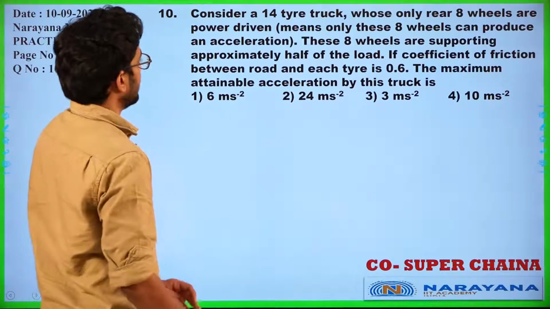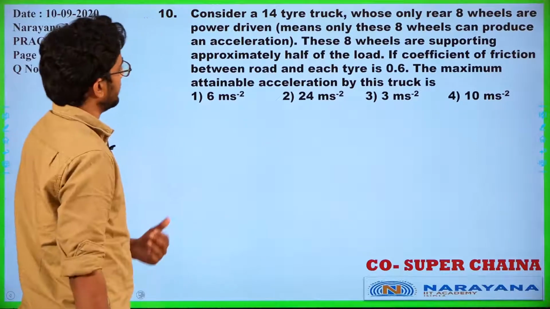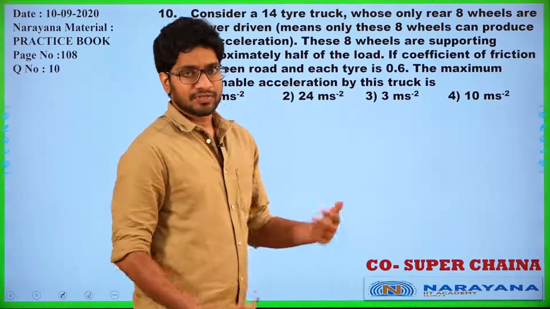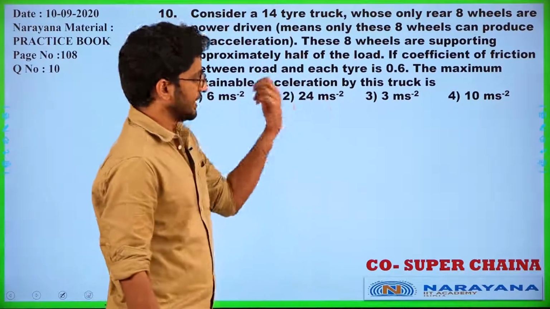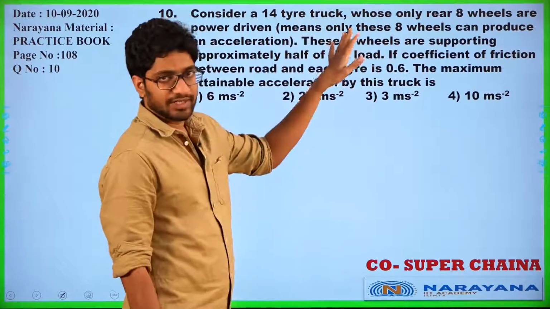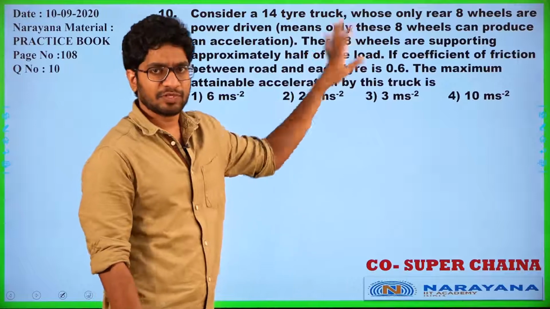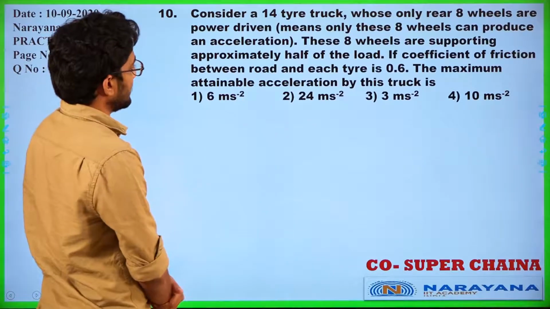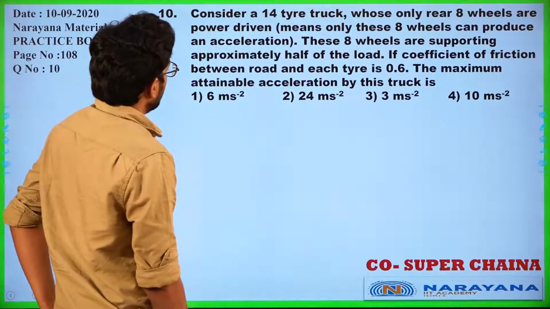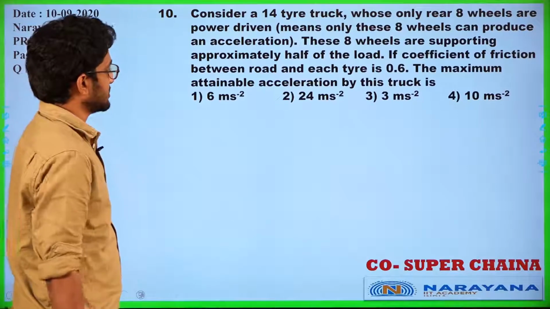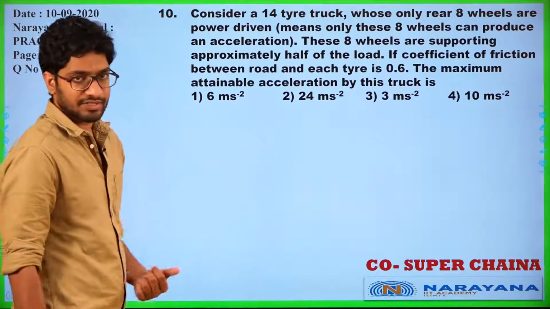Next, consider a 14 tire truck whose only rear 8 wheels are power driven, meaning only these 8 wheels can produce acceleration, which means the automobile can have acceleration due to friction acting on the tires. So only the last 8 tires are responsible for the friction. These 8 wheels are supporting approximately half of the load. If the coefficient of friction between the road and each tire is 0.6, the maximum attainable acceleration is.